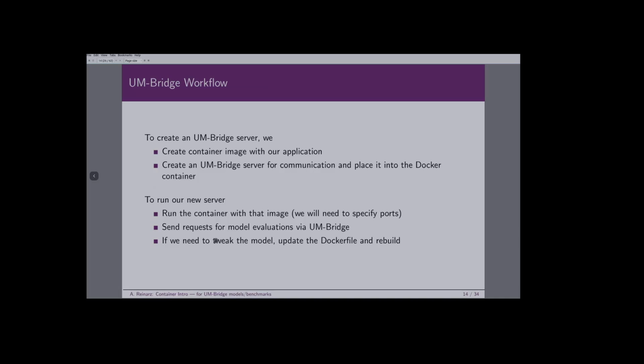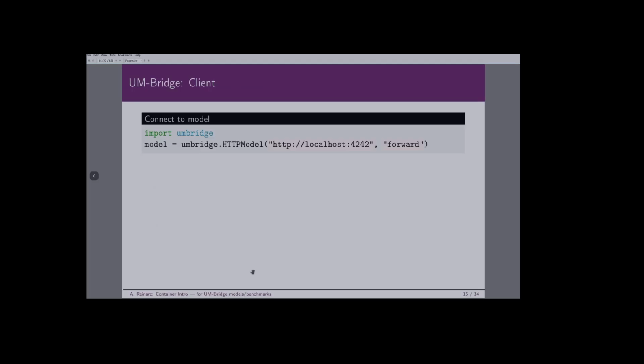We'll need to specify ports for that. You've seen this before in the section that Linus was doing. And then just as if it was one of the examples that we've set up, you would then be able to send requests for model evaluations via Umbrage. If we need to tweak the model, we just update the Docker file, we rebuild, potentially without cache if it's something that we've tweaked, which Docker isn't picking up on. And so that's kind of the general process that you go through for developing such a model.